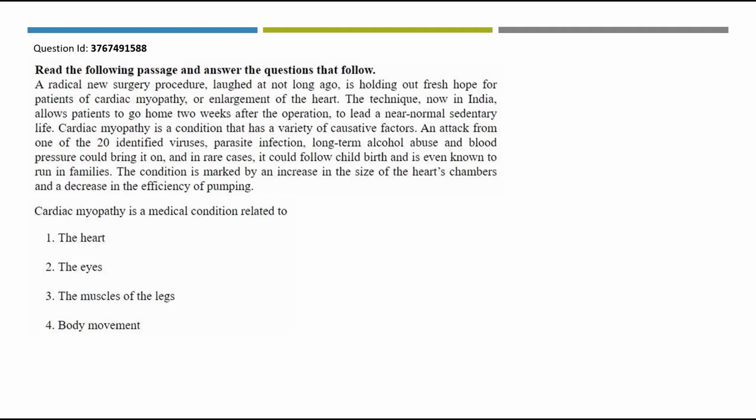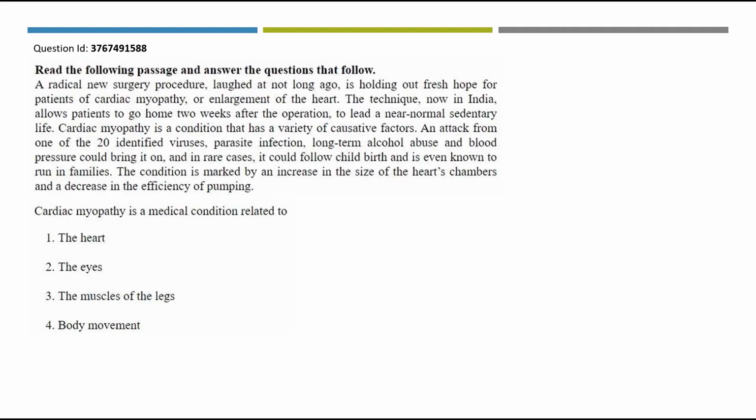Cardiac myopathy is a condition that has a variety of causative factors. An attack from one of the 20 identified viruses, parasite infection, long-term alcohol abuse and blood pressure could bring it on, and in rare cases it could follow childbirth and is even known to run in families. The condition is marked by an increase in the size of the heart's chambers and a decrease in the efficiency of pumping. Let's get into the question.